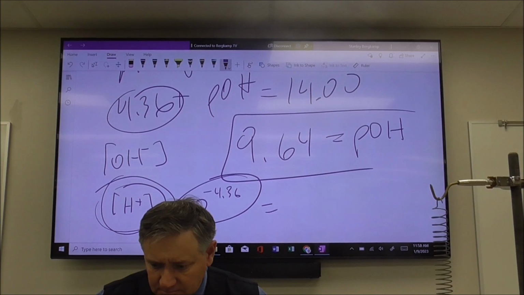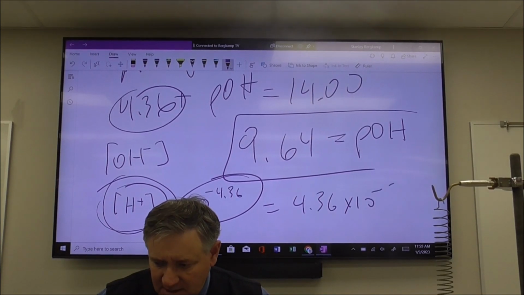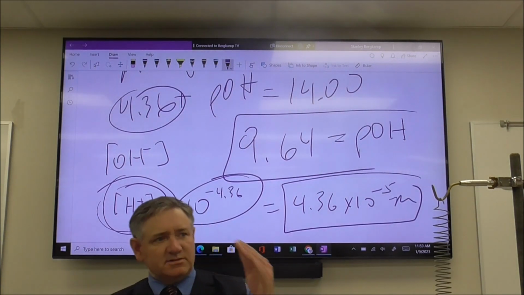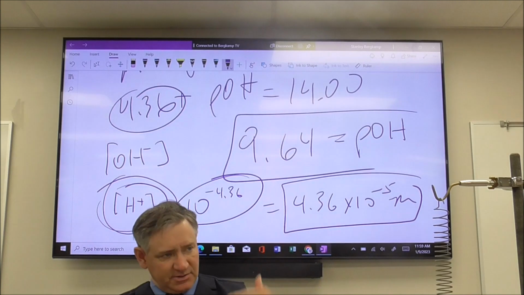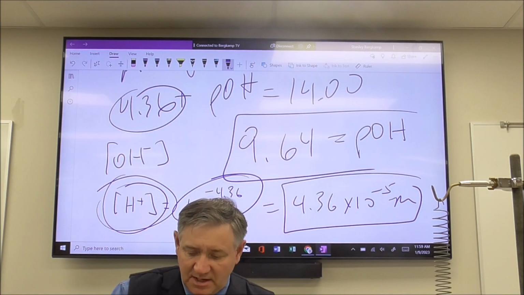Scientific notation: 4.36 times 10 to the negative fifth, and that's going to be my molarity. Okay, so there's the concentration of my hydronium ions. I could also find the concentration of my hydroxide ions.